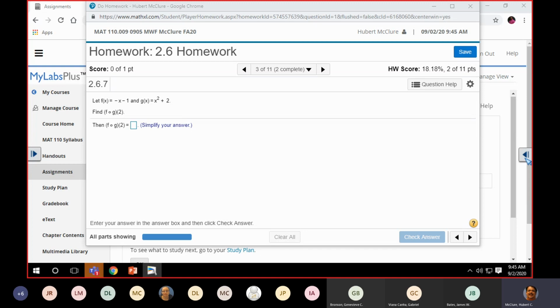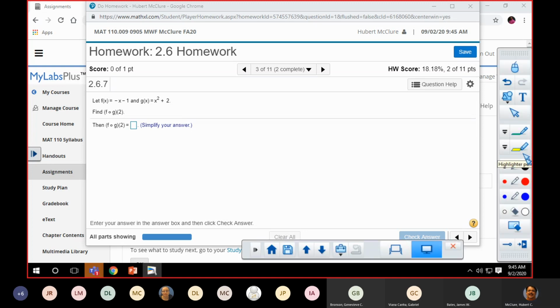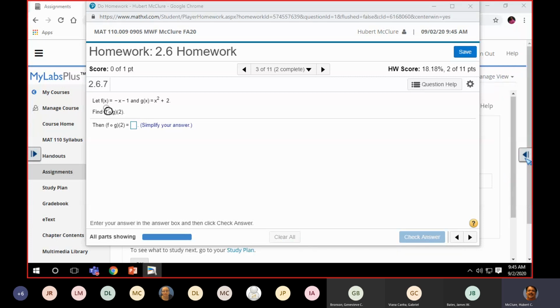All right, here we go. Well, f of g means I'm going to rewrite f, so it's negative parentheses minus 1. And what's going to go in the middle? x squared plus 2. And now that's going to be negative x squared minus 2 minus 1, negative x squared minus 3.